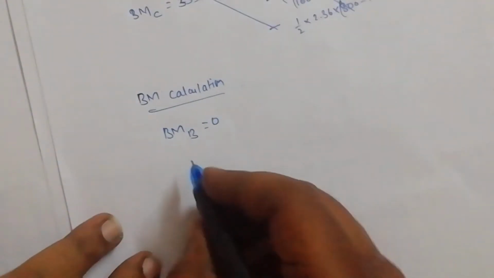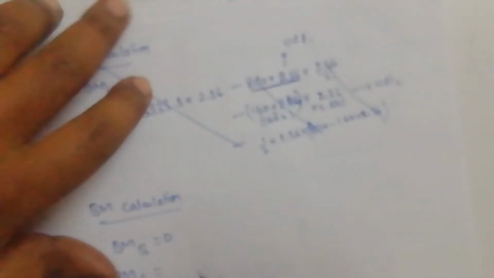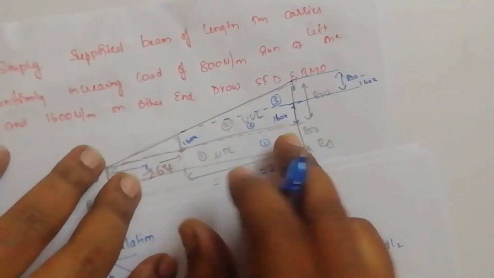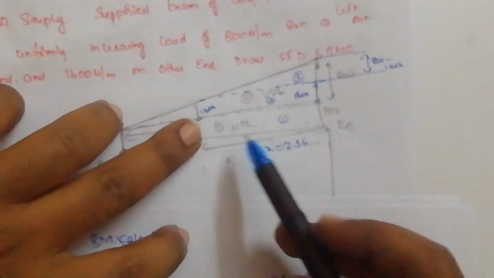We'll rewrite the bending moment calculation. I think there is a small confusion here. So, bending moment calculation. Bending moment at point B is equal to 0 because there is no load to the right side of it. Next is bending moment at point C. First of all, there is a reaction force which is acting in upward direction, that is 333.3 into what is the distance from RB to this point C.